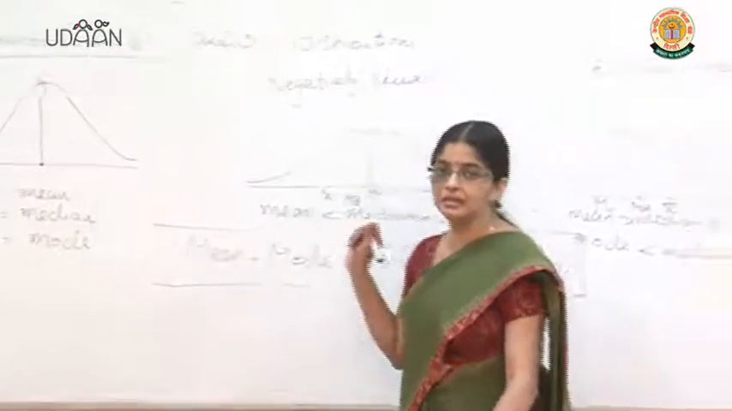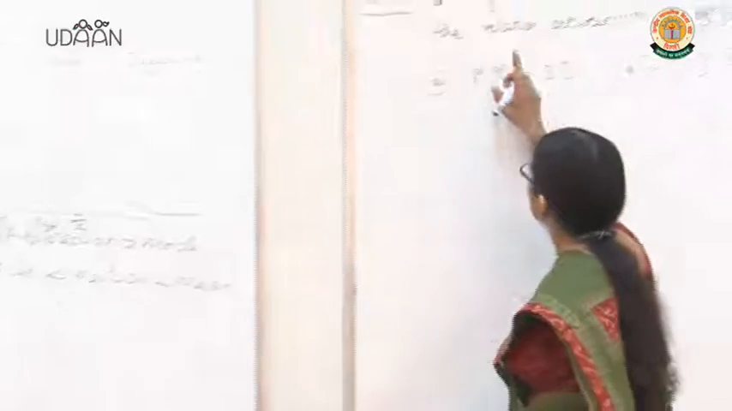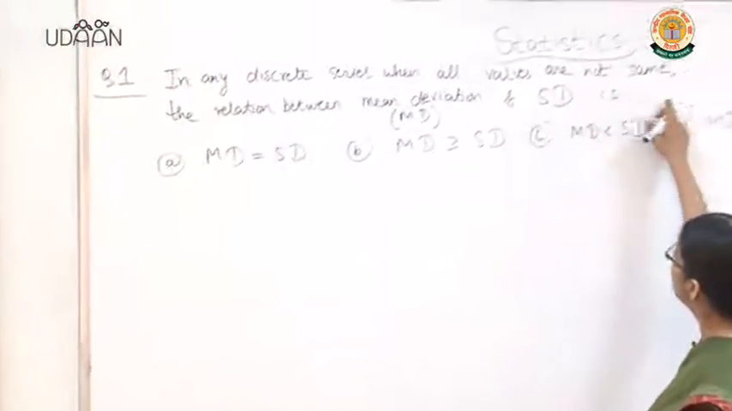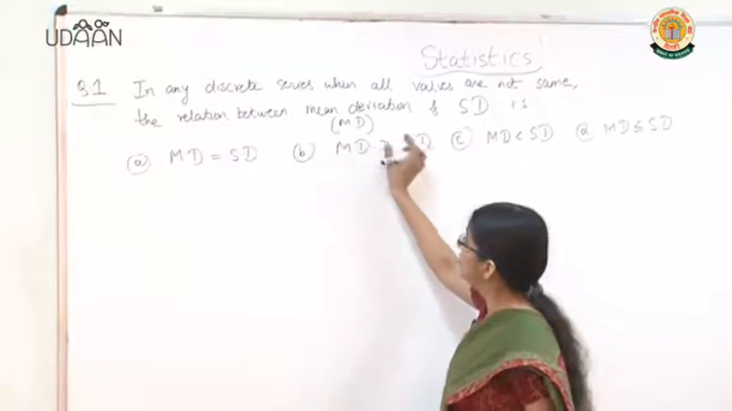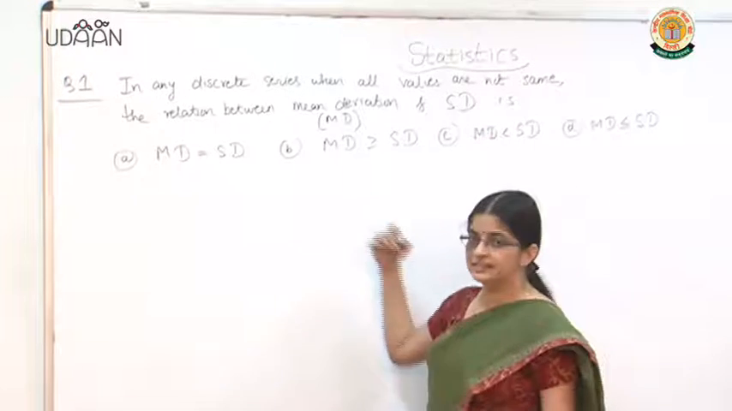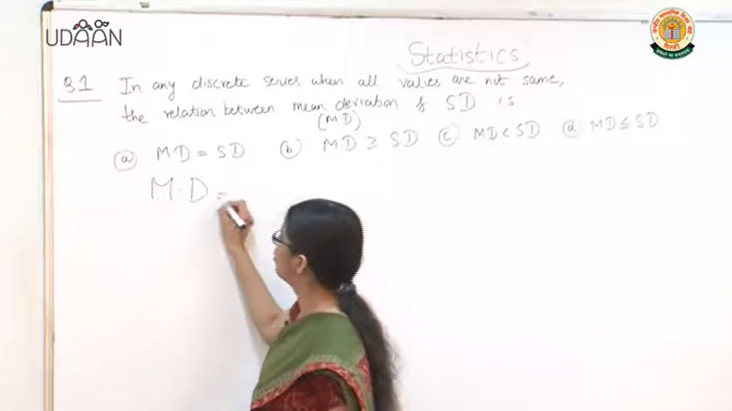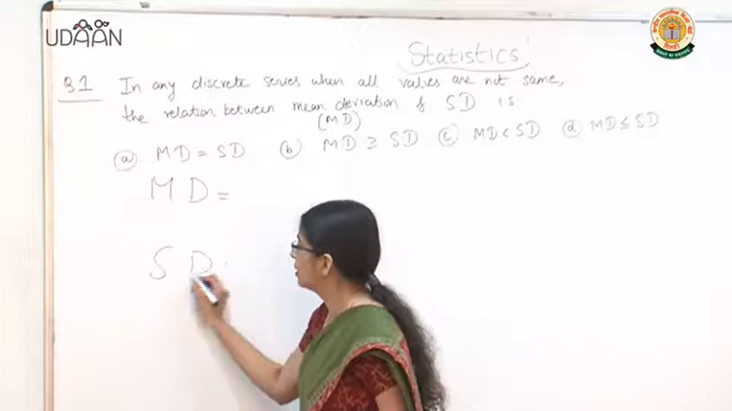First question is there on the board. Read the question. In any discrete series, all the values are not same. You have to find a relation between mean deviation and the standard deviation. Let us see how to solve this question. Write the formula for mean deviation and standard deviation.